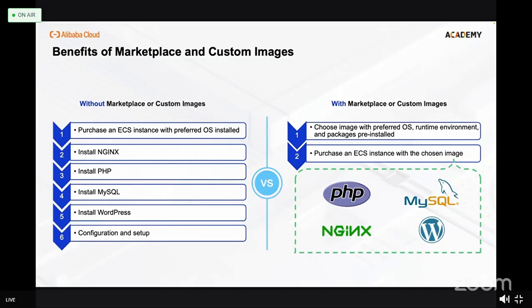But if you have the images in the marketplace or the custom images, you just choose the image which you need, along with the OS, runtime environment, and the packages which are pre-installed, and then you purchase the instance with the chosen image. It will take just a few minutes, let's say 2 or 3 minutes. You will be able to load the images and have all the software installed. You don't need to do the installations and you don't need to do the configurations either.